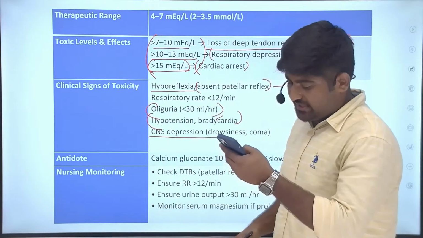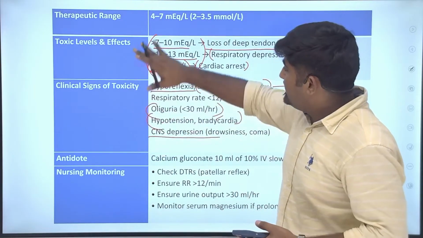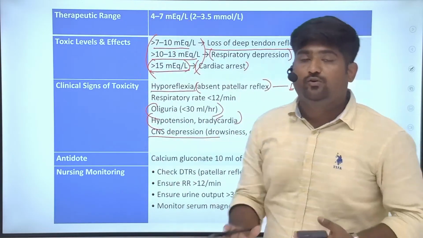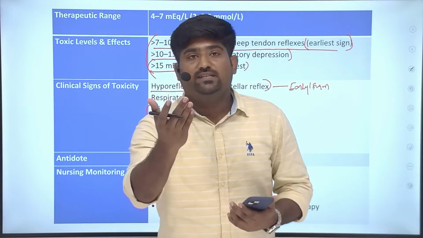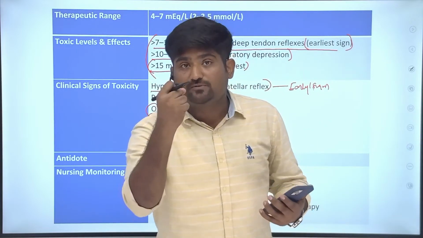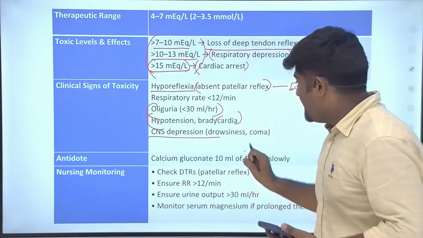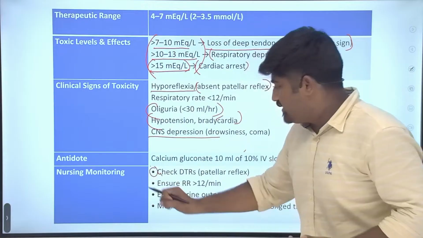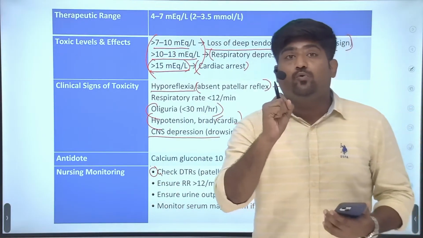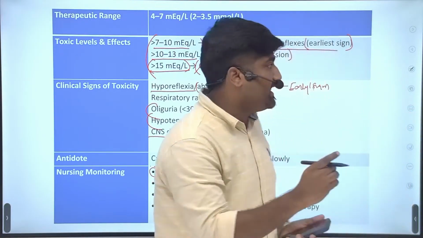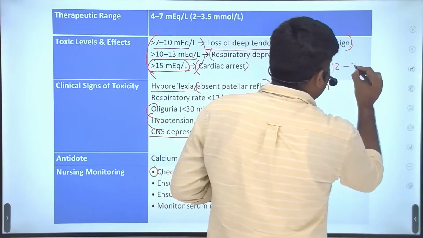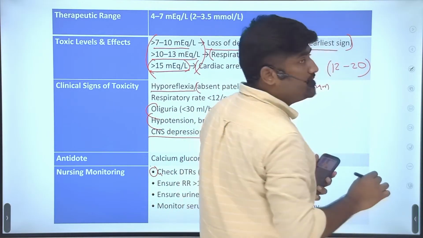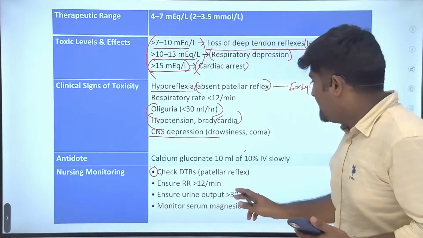I think these are some important points. You all know the antidote: that is calcium gluconate. We have to give it slow IV, as it can induce cardiac arrest too. Check the nurse's role here. Check DTR. Ensure the respiratory rate is more than 12. Normal respiratory rate is 12 to 20.